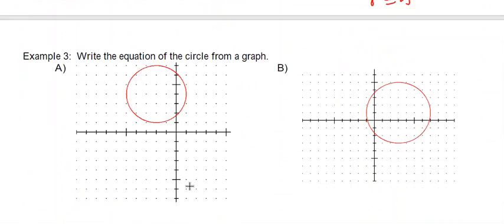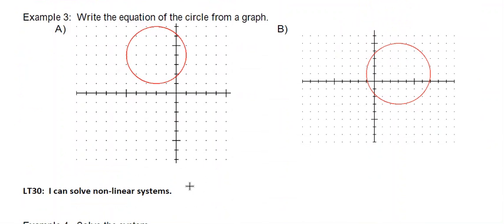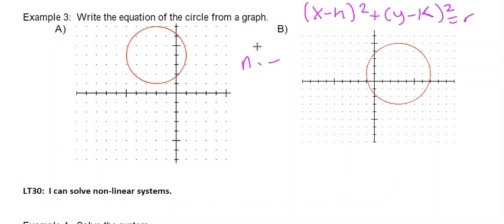The next example, example 3, you're given two actual circle graphs. Again, your equation is still the same: (x minus h) squared plus (y minus k) squared equals your radius squared. You need two things: the center and the radius for both of them. Remember, anytime you write an equation, you leave the x and the y. So you need the h and the k, and you need your r.